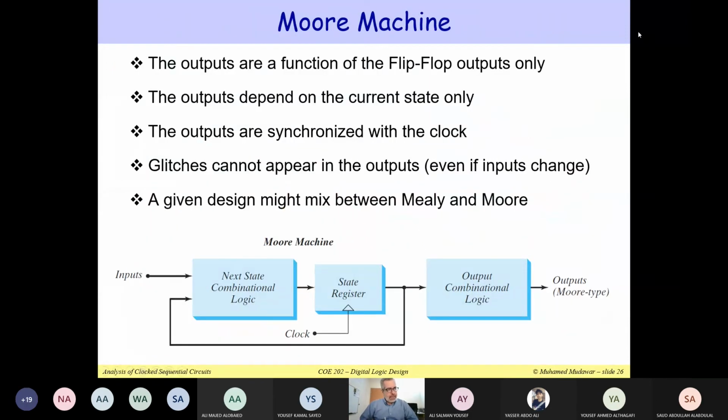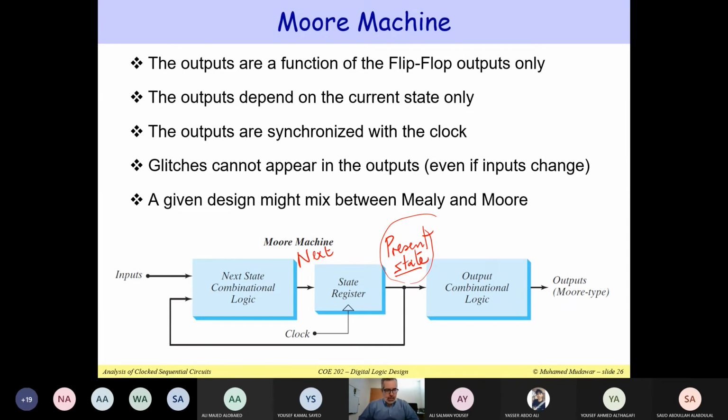Let's talk about Moore. What we have seen is a Mealy. In the case of a Moore, okay, the output depends only on the present state. So this is the present state. Remember, the present state appears at the output. The next state appears at the input of the flip-flops. So notice that here the output logic depends only on the present state. It does not depend on the inputs.